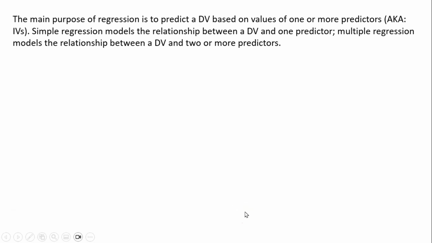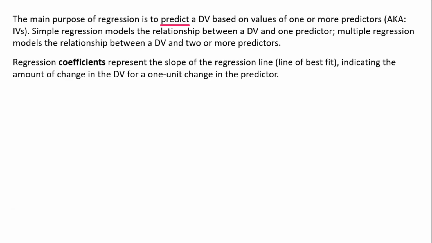The main purpose of regression is to predict a dependent variable based on values of one or more predictors, also known as independent variables. Simple regression models the relationship between a dependent variable and one predictor. Multiple regression models the relationship between a dependent variable and two or more predictors.